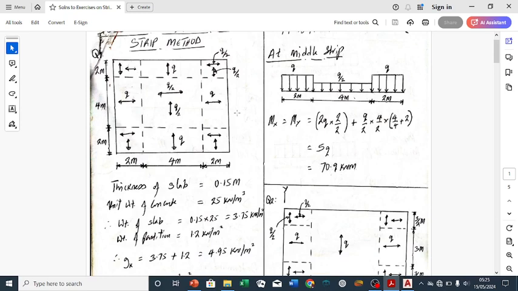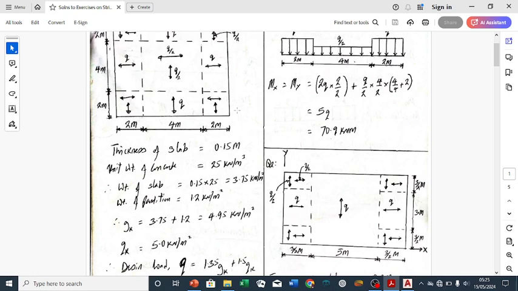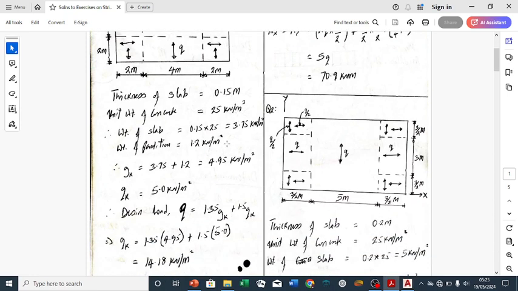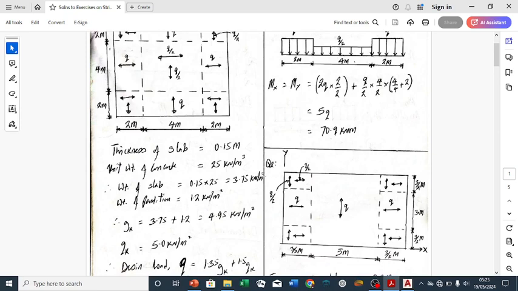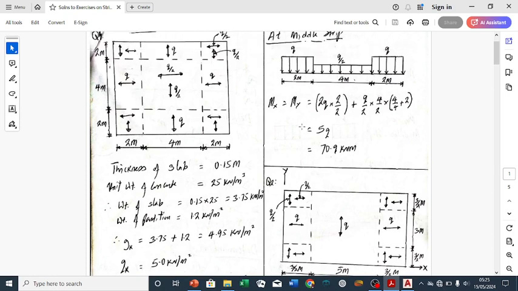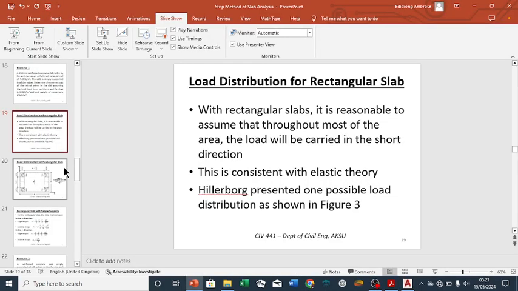So by so doing, you can see the load at the H strip and the load at the middle strip. And you can see in the slab, the load at the middle strip is far higher than the load at the H strip. So the next thing we are going to do will be to look at rectangular slab. That's what we will do next.